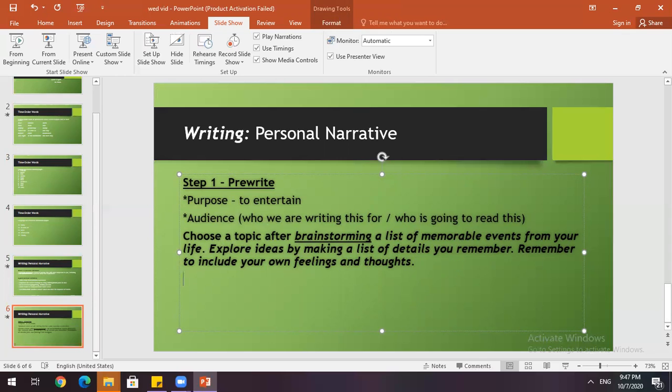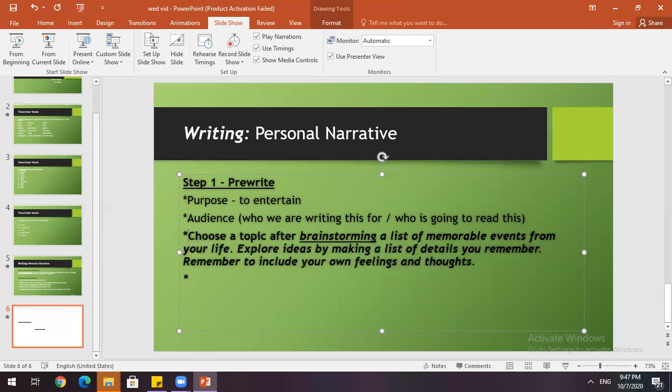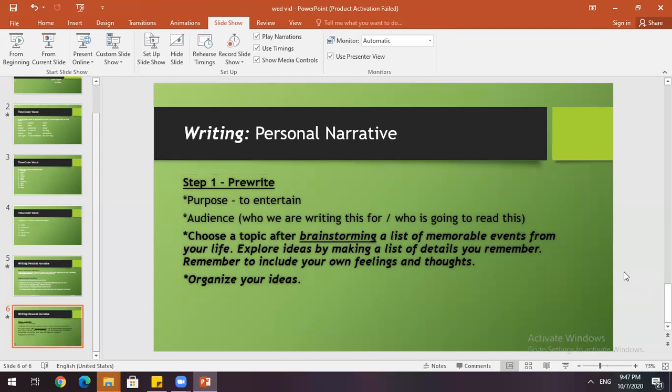Once we're done, we organize our ideas. How do we organize them? The easiest way is to put them in logical order. So this is kind of a checklist. Organize your ideas, usually through a chart or some other diagram. So that's step one.